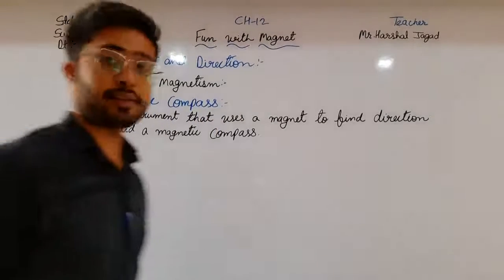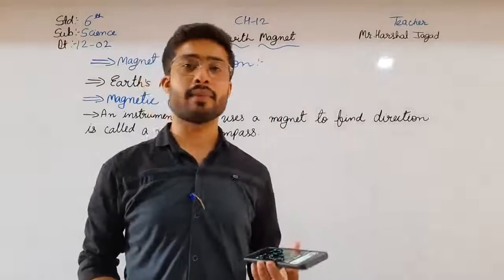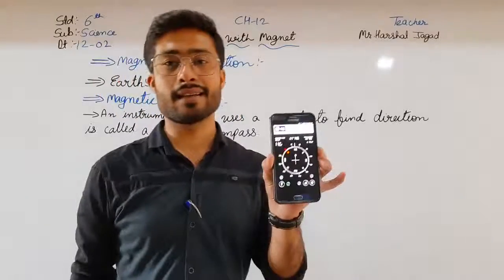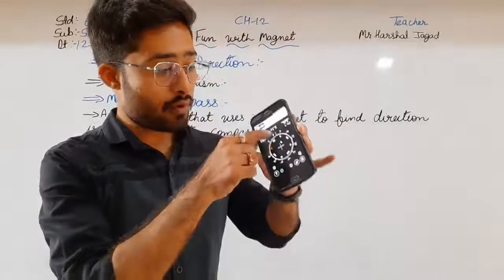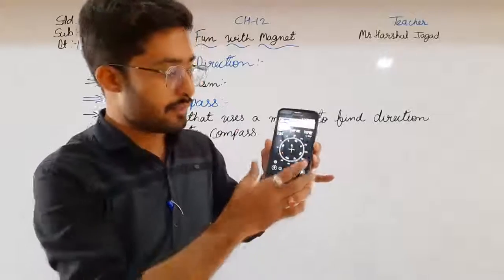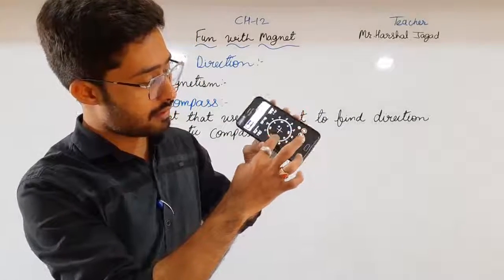Okay students, here there was no magnetic compass, but I have brought a digital magnetic compass, that is our phone. Here you can see it works like a magnetic compass. You can see as I am moving this, the arrow which is pointed is north. When I adjust this to the north, yes, north is over here.